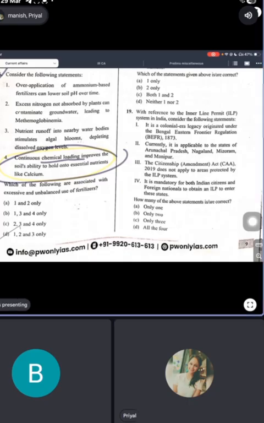If I give you samosa for the last 10 days, continuously old samosa, and I'm saying that your health will be good, how can it be possible? I'm giving you samosa, which is not good, not healthy, and I'm saying your health will be good. See what the question is saying. Continuous chemical loading improves the soil's ability to hold. No, no, no. It will decrease actually. Wrong.